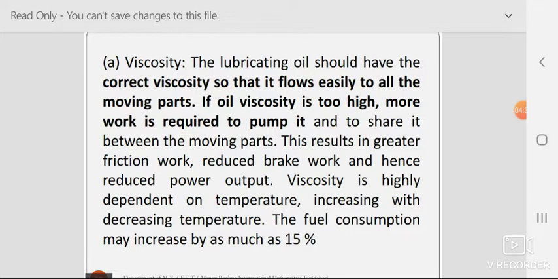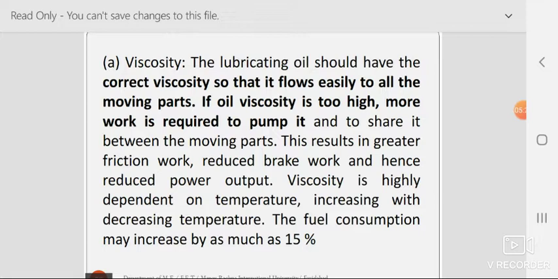Then we come to the next part, the viscosity. The lubricating oil should have the correct viscosity so that it flows easily to all the moving parts. If viscosity increases, the oil becomes thick, and it doesn't flow easily. So care is taken, a correct viscosity is maintained so that the oil doesn't become thicker. And if the oil becomes thick, more work is required to pump it because thick oil is heavier. And the work required to pump the oil to the lubricating system is more.